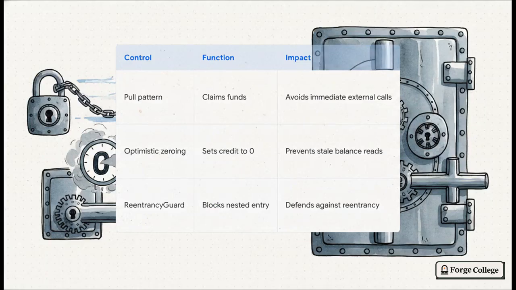These core mitigations act like heavy-duty locks on our vault door. We've got the pull pattern to avoid immediate external calls. We've got optimistic zeroing to prevent reading stale balances, and finally, we bolt on a reentrancy guard. This is a modifier you attach to your function that acts like a physical padlock, simply blocking any nested entry into your sensitive functions. Even if a future developer accidentally introduces a flaw in the code somewhere down the line, the reentrancy guard is your ultimate failsafe. It is literally the equivalent of dropping a heavy steel bar across the door.